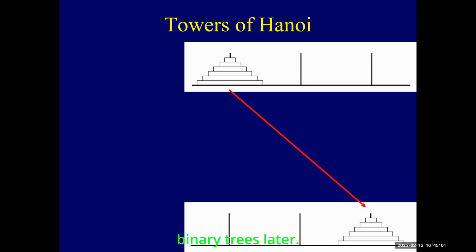We're going to do binary trees later. All right, so now we're going to do an example where if my input's of size n, I give my friend an input of size n minus 1. And then the running time will be exponential.